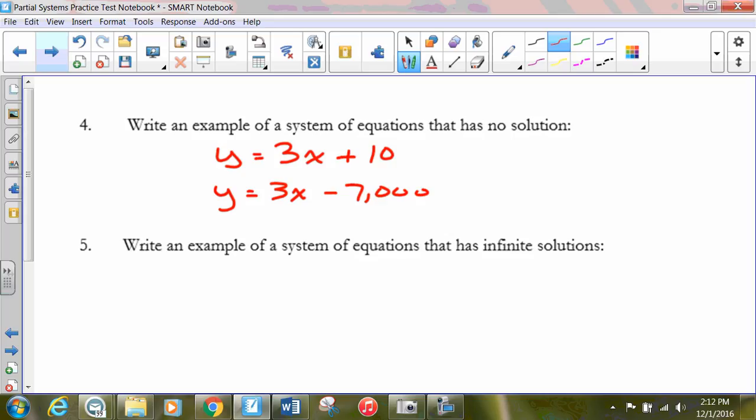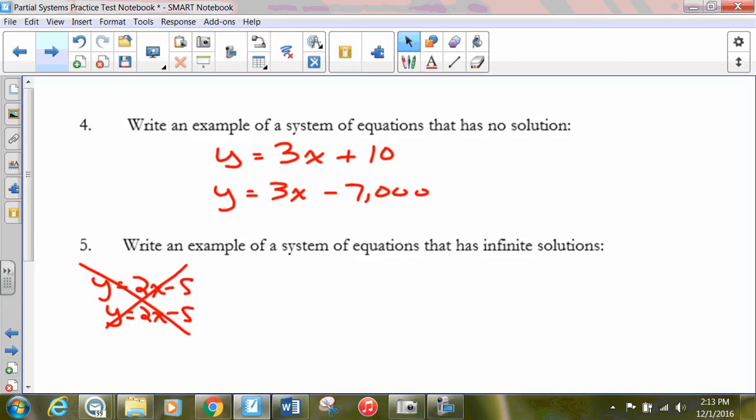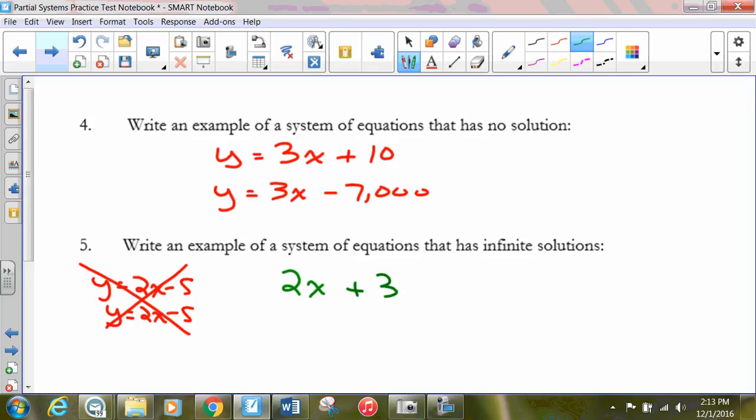For number 5, where we want a system that has infinite solutions, we're really looking to write 2 equations that are the same. Now you can't just go ahead and write y equals 2x minus 5 and y equals 2x minus 5. Yes, they're the same line, but they also look the same. So no, you cannot write that. What I teach in my class is I say write an equation of a line in standard form, and we know standard form is where the x term comes first, then the y term, then the equal sign, then some number like 10. That's standard form, and that's a line.